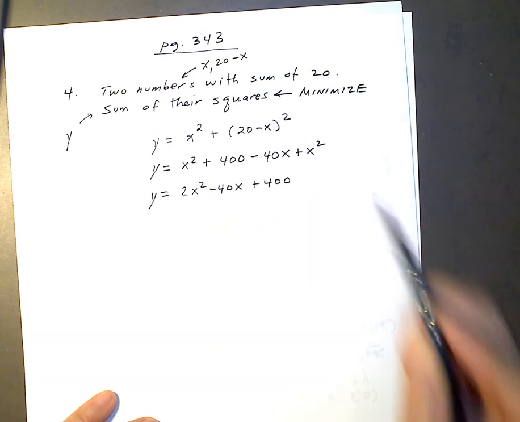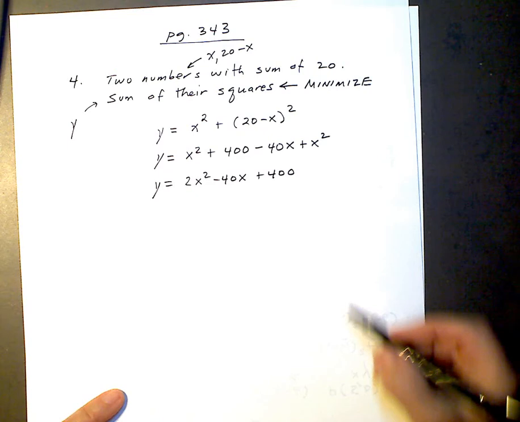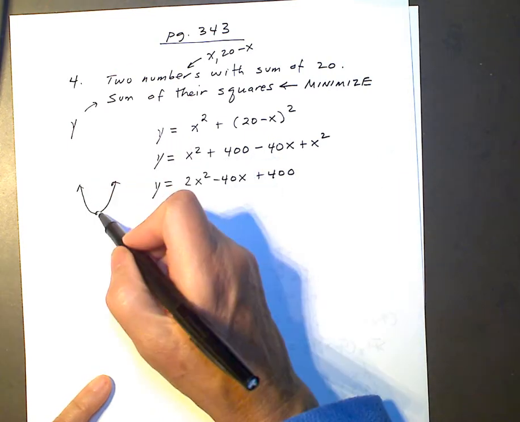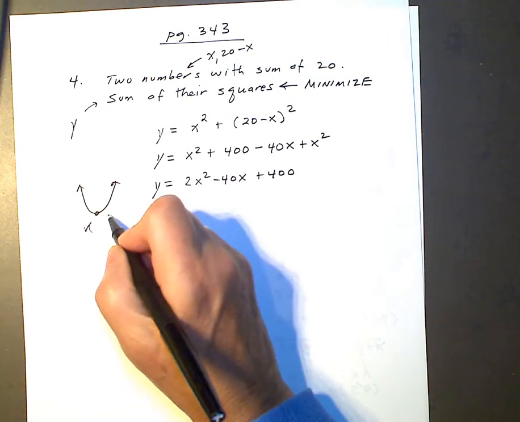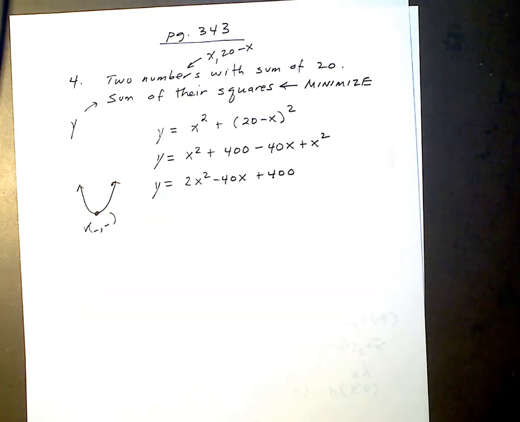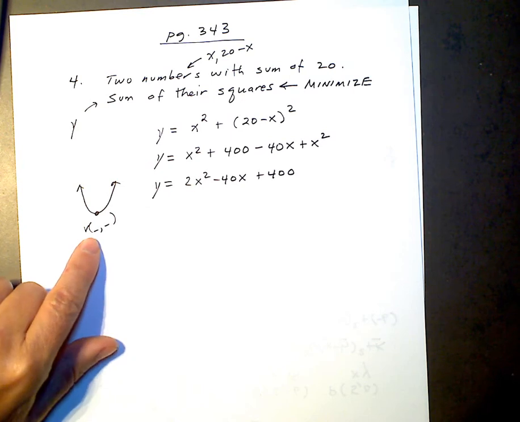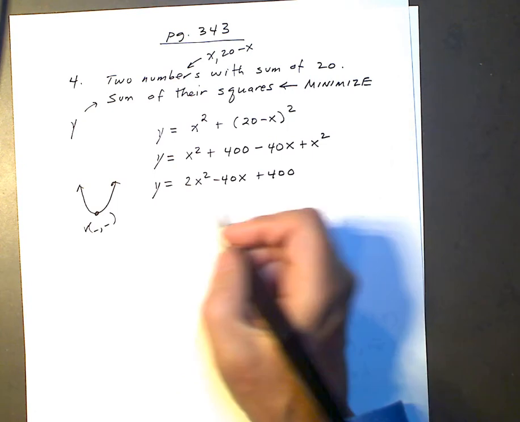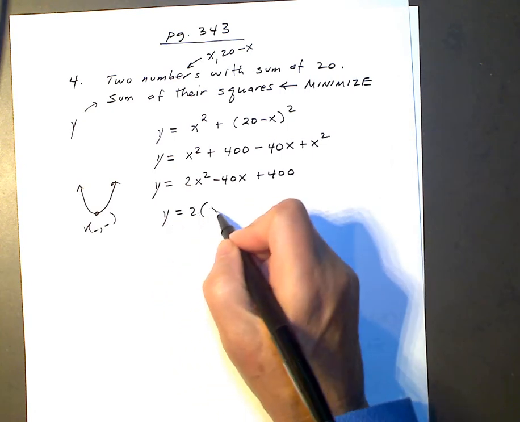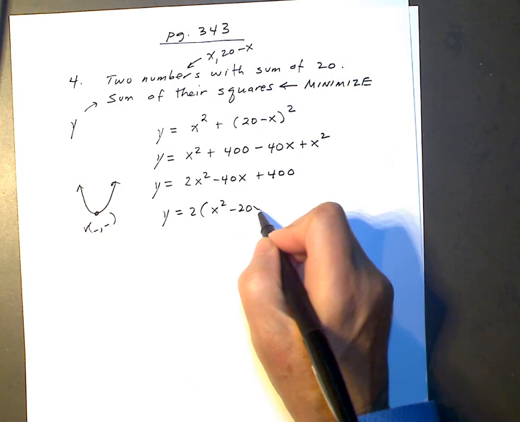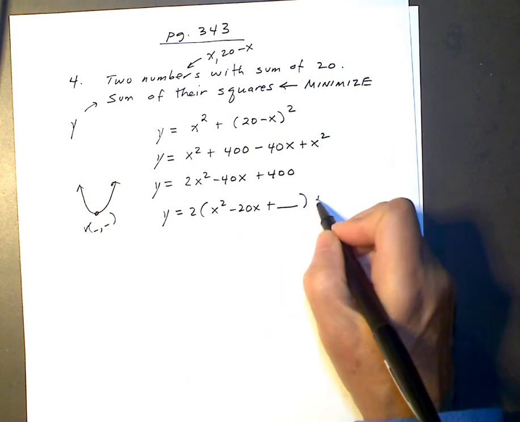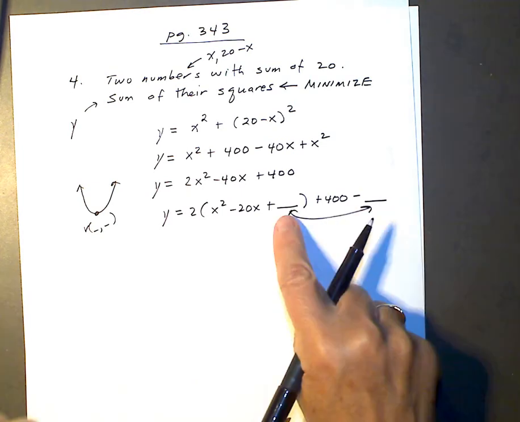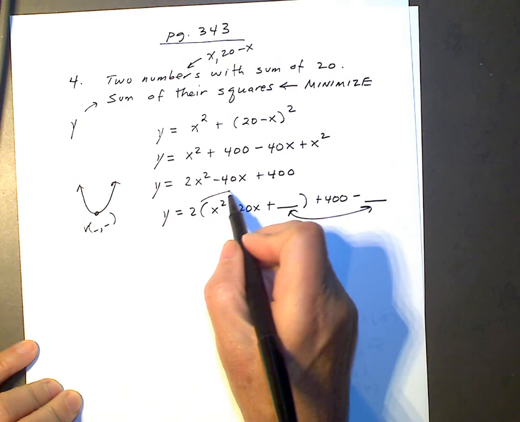Okay, so I can see this is a function, a parabola that opens up, and that's why I'm trying to minimize their squares. So that vertex is going to have the coordinates of one of the numbers, x, and then y, the sum of their squares. So let's get this in vertex form. Pull out the 2: 2 times (x squared minus 20x plus blank to complete the square), plus 400 minus blank. Whatever I add here, I'm going to subtract out here, and remember I'm adding 2 times that number.